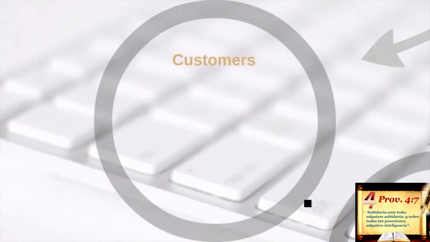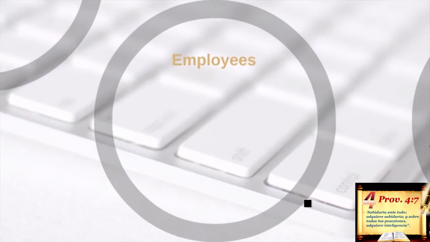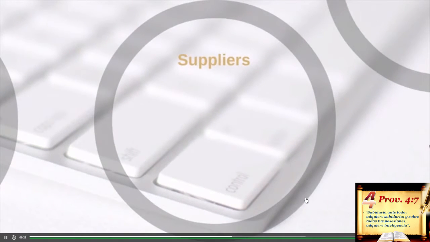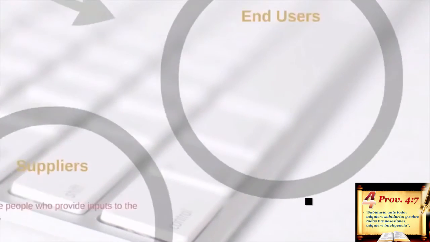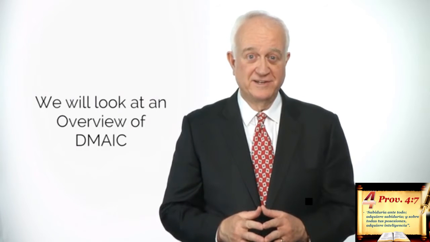The first stakeholder is the customer. Customers are very important stakeholders whose requirements have to be considered throughout the project cycle. Then comes the employees. These are the people involved in the Six Sigma initiative in the organization. Next are the suppliers. They are people who provide inputs to the process. Finally, we have the end users. They are people who actually use the product or service. End users can also be customers. In the next chapter, we will look at an overview of DMAIC.